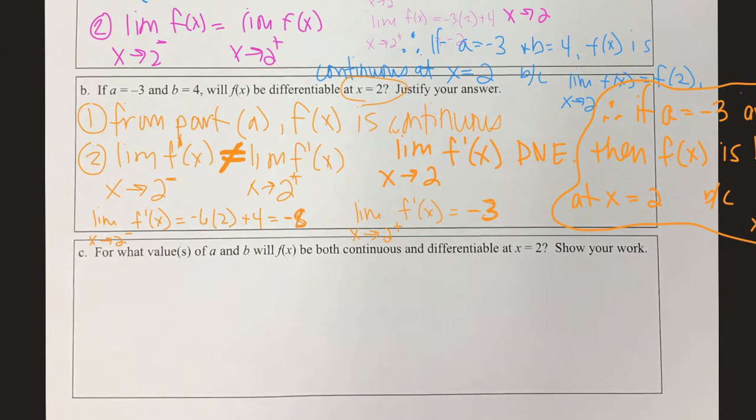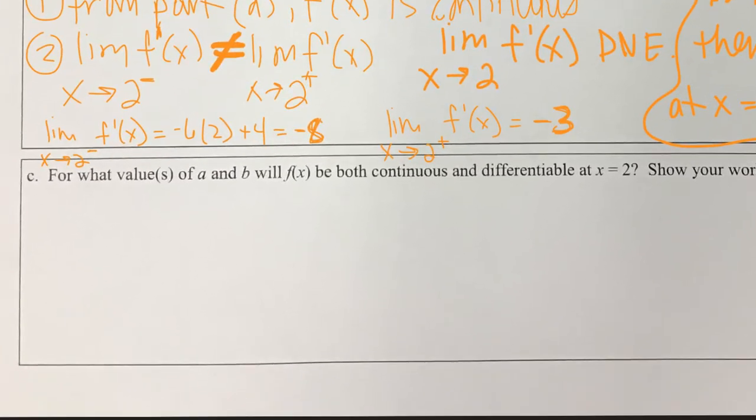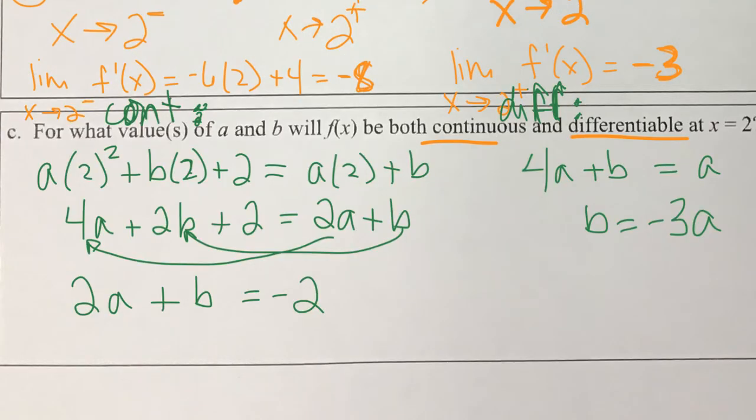So the last one says, what values of a and b will be both continuous and differentiable? Okay, so now we have to set up a system of equations and figure out what a and b makes this true. So we set up this system, right? This is from our function to begin with, replacing x with 2. We get a system 2a plus b equals -2. And from your derivative, we get 4a plus b equals 1.